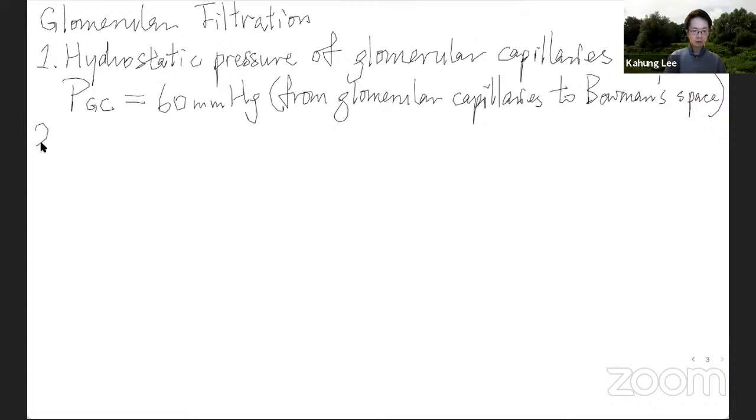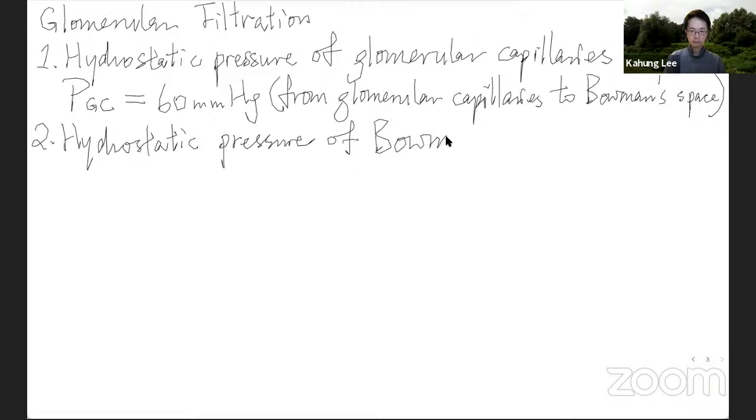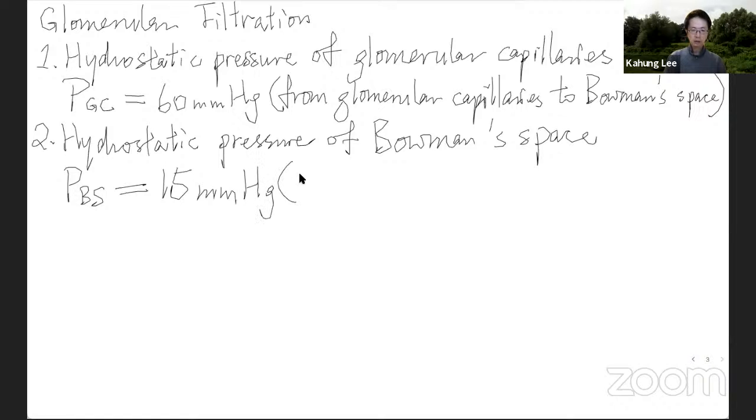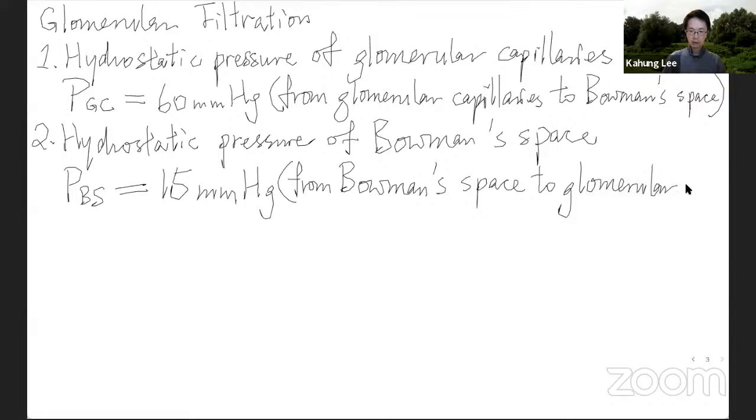Second one is the hydrostatic pressure of Bowman space. We call this PBS. It is approximately 15 millimeter mercury. And the direction is from Bowman space to glomerular capillaries.